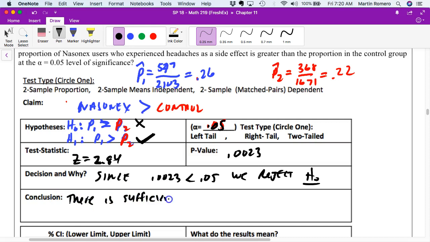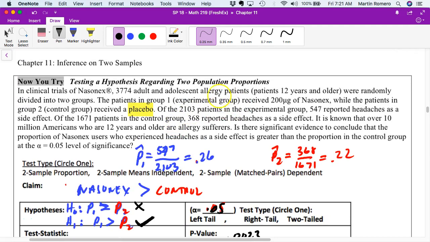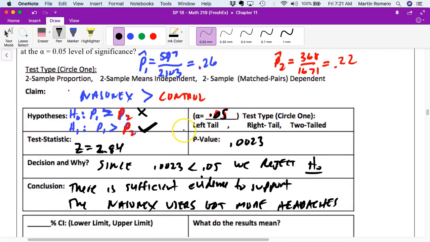So we think there is sufficient evidence to support the alternative hypothesis, to support that Nasonex users got more headaches. And so that company would say, we might have trouble here, it causes headaches, or they would have to warn the public that this may cause more headaches for those who are taking it for allergies. And so there's our conclusion.